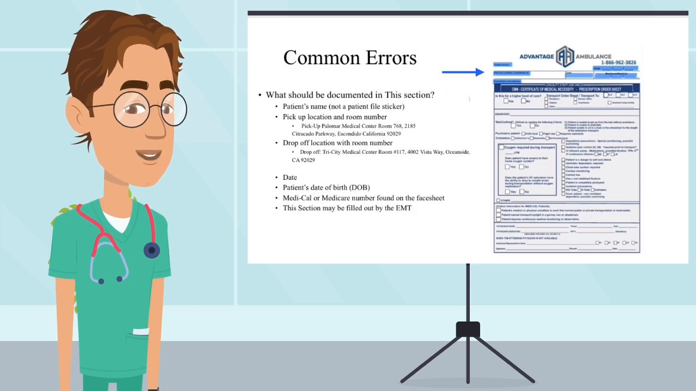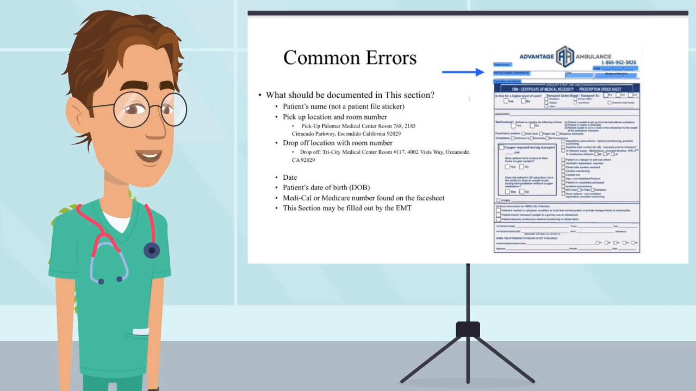Make sure we don't use the hospital abbreviations. We must have the actual name of the hospital. For example, Palomar Medical Center, Room 768, 22185 Citricado Parkway, Escondido, California, 92029. We abbreviate Palomar on some of our run forms as PMC, but make sure on this document that you have the actual full name of the hospital.